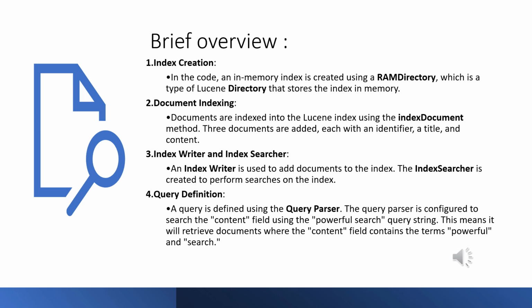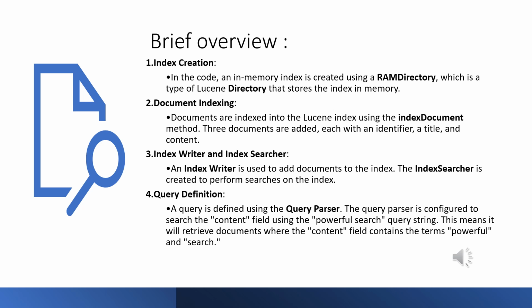I'm Ramsha Shankar and continuing from here. Basically, Apache Lucene has index creation, document indexing, index writer, index searcher, and query definition. Index creation is done using a RAM directory, which is a type of Lucene directory that stores the index in memory.